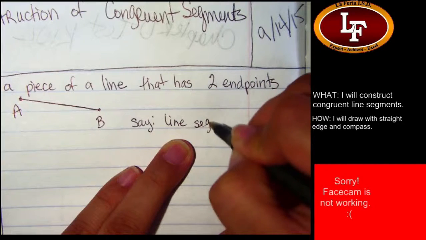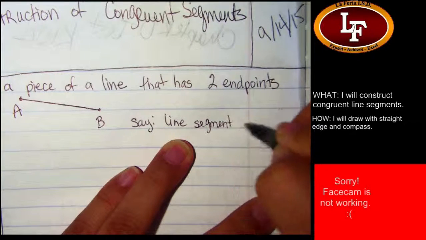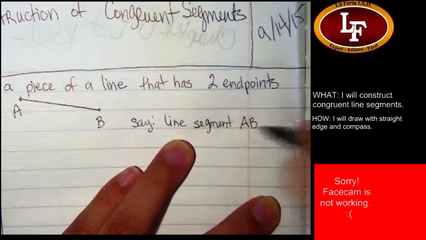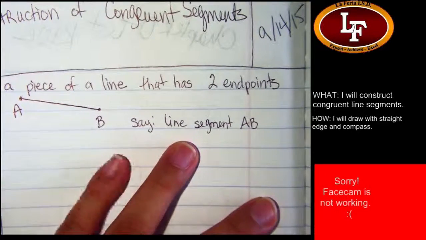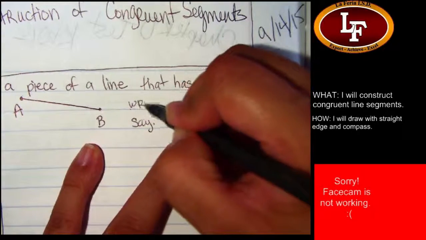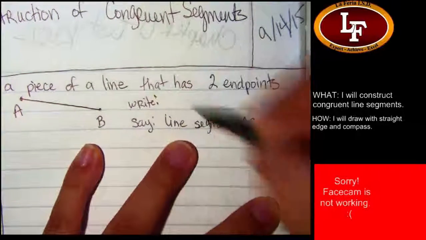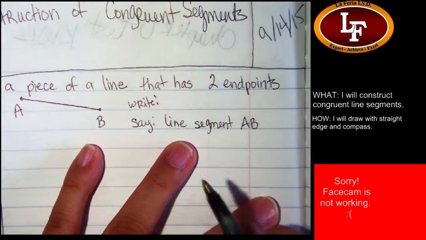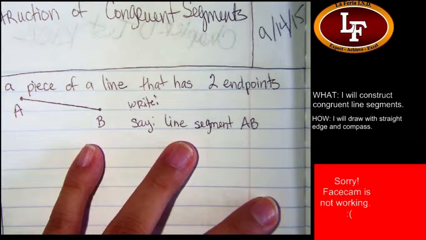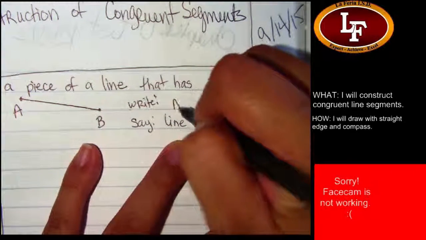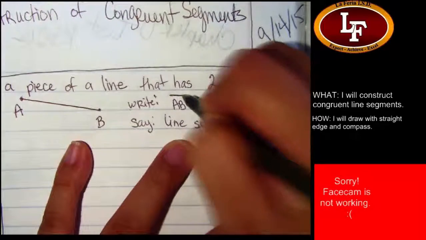Because there is a difference. A line goes on for infinity and beyond. And this thing doesn't. It stops somewhere. If I asked you to write the name of this line, what would you write? Line AB. AB with a line symbol on top. That's right. So A and B with a line segment symbol on top.